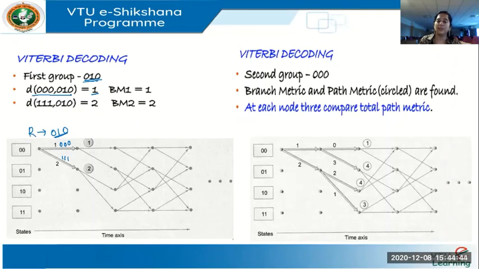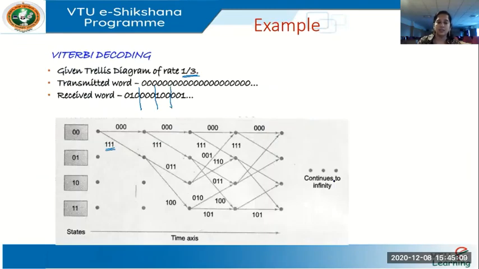The second group of received bits were all zeros. Again, you compare all zeros, this is received, with all zeros. That results in branch metric 0. Here I have all ones. All zeros compared with all ones, the branch metric will be 3. Right. And for these two branches, what is given, we can check.